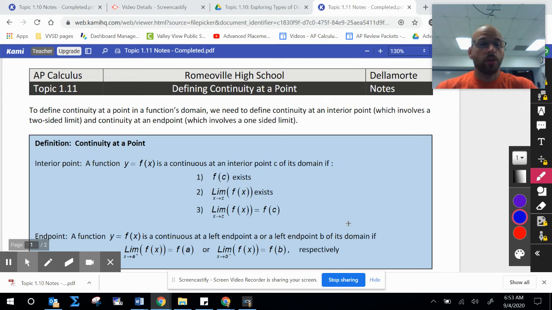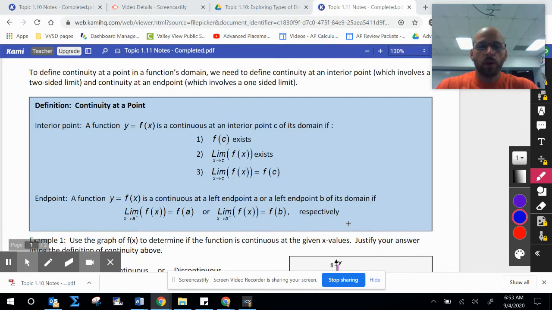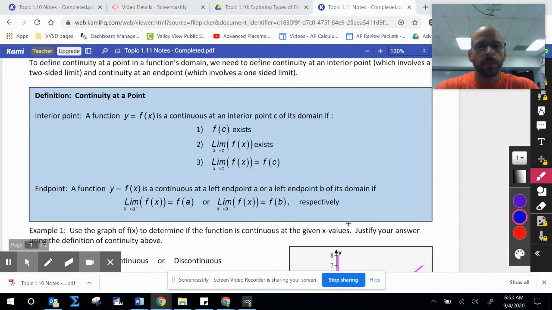Hello. So this is going to cover topic 1.11, or topic 11, defining continuity at a point. Ultimately, we're going to take a look at this blue box here. There are three things that need to happen in order for a function to be continuous at a specific x value, or input value, I should say. So one, if I substitute that value into my function, there needs to be an output.